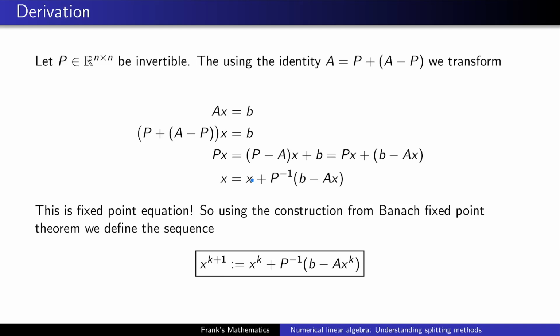And using the construction from the Banach fixed point theorem, we know that the following sequence, if you call the right-hand side here f of x, is a sequence defined by x_{k+1} equals f of x_k, which is x_k plus the inverse of P times (b minus A x_k). And if this is a contraction, of course, this will converge to our solution of Ax equals b. So this is a very good starting point to get a method out of it. And this is exactly what we will use throughout this video.